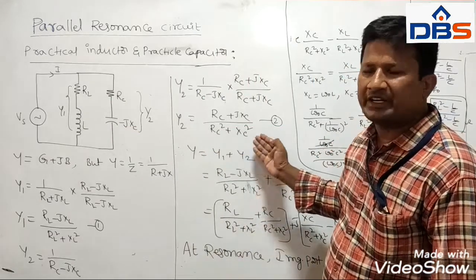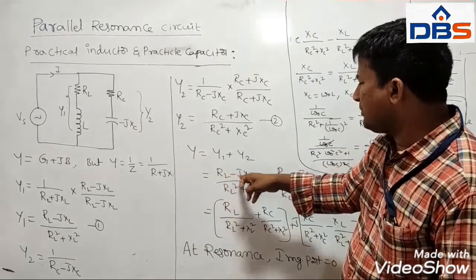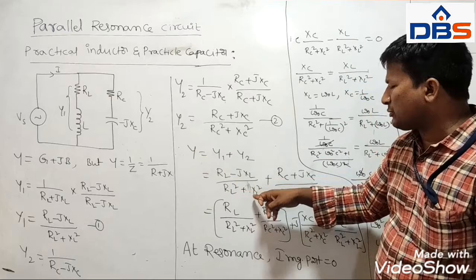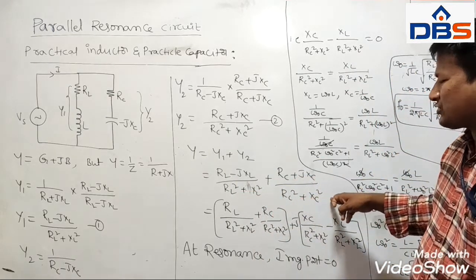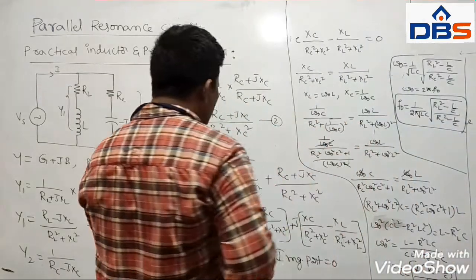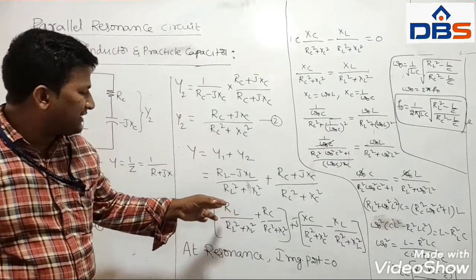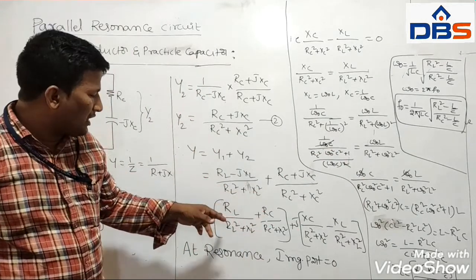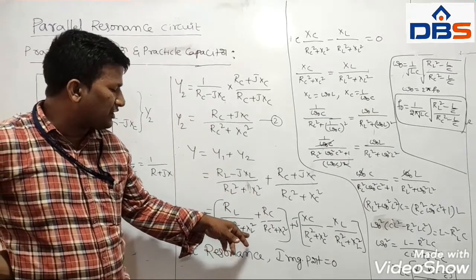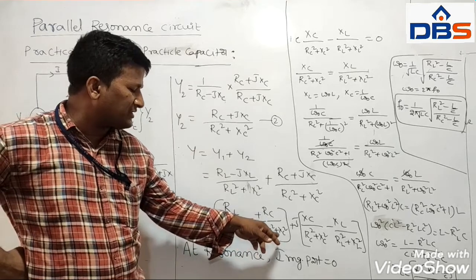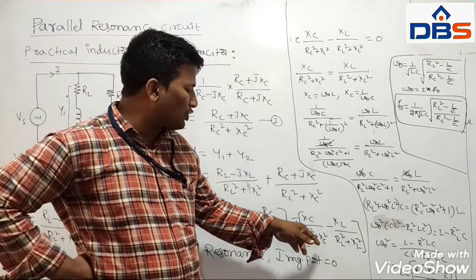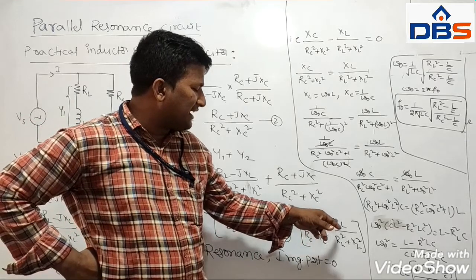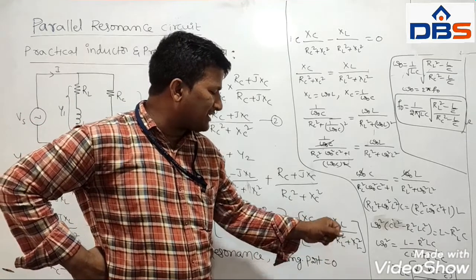Sum of equation 1 and equation 2, that is RL minus jXL by RL square plus XL square plus RC plus jXC by RC square plus XC square. Now separate the real and imaginary parts: RL by RL square plus XL square plus RC by RC square plus XC square, plus j times XC by RC square plus XC square minus XL by RL square plus XL square.